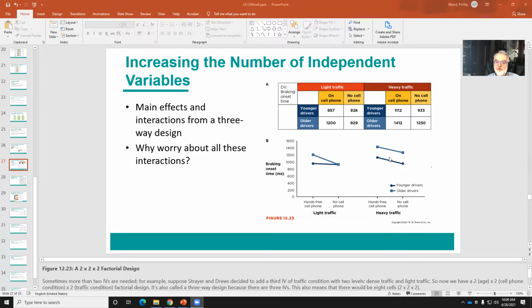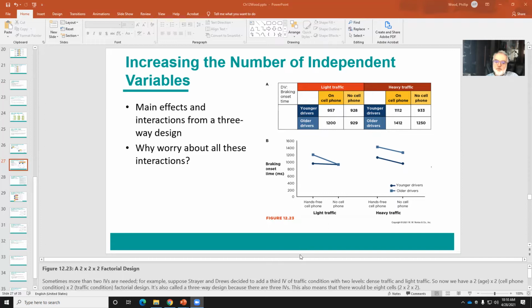So in this little scenario, in light traffic, we have an interaction going on between hands-free cell phone and no cell phone, such that the older drivers show a difference depending on whether they're using the cell phone or not, and the younger people seem to have about the same braking onset regardless of whether they're using the cell phone or not. However, in heavy traffic, we have a main effect for age and a main effect for cell phone versus no cell phone.